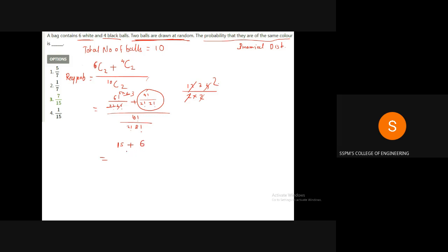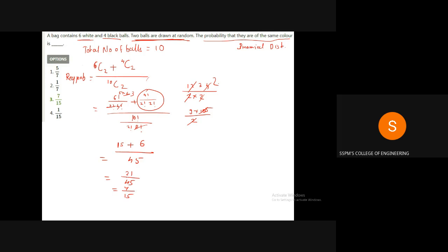15 plus 6 divided by 10 factorial and 8, 2 factorial into 8 factorial. So first 8 terms of 10 factorial will get cancelled to 8 factorial. So we will have 9 into 10 as remaining terms, and 2 factorial means 2. So 2 into 5 is 10. So 9 into 5 is 45. That is equal to 21 divided by 45, which is equal to 7 divided by 15.